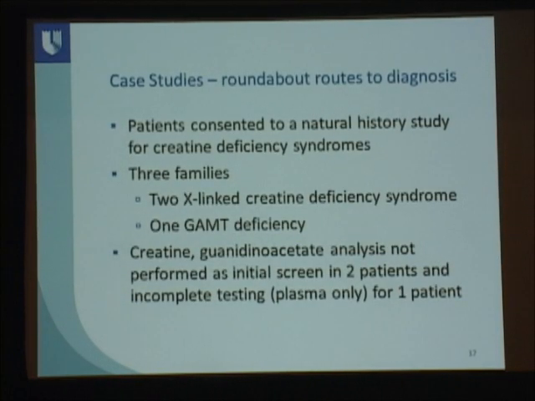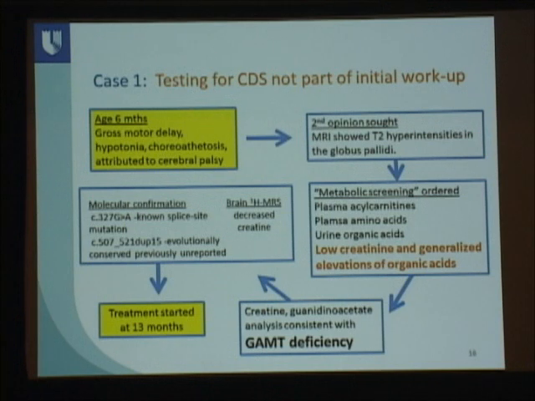So the first case I actually presented 4 years ago here in this meeting. He was diagnosed at the age of 6 months with cerebral palsy because he had gross motor delay, hypotonia, and abnormal movements. The parents sought a second opinion, and the pediatric physician that saw him did an MRI that suggested a possible metabolic disease because of changes in the globus pallidi.